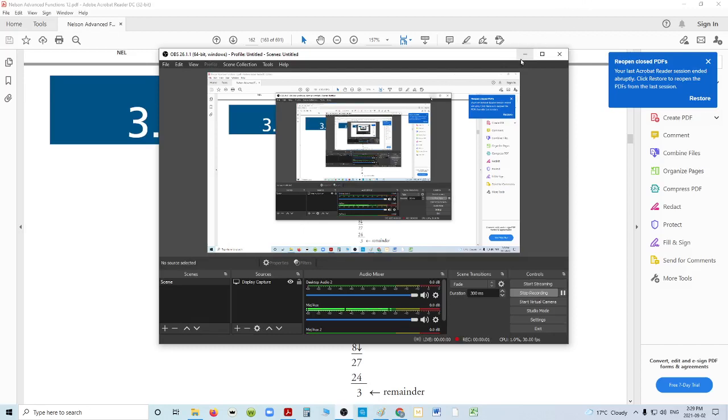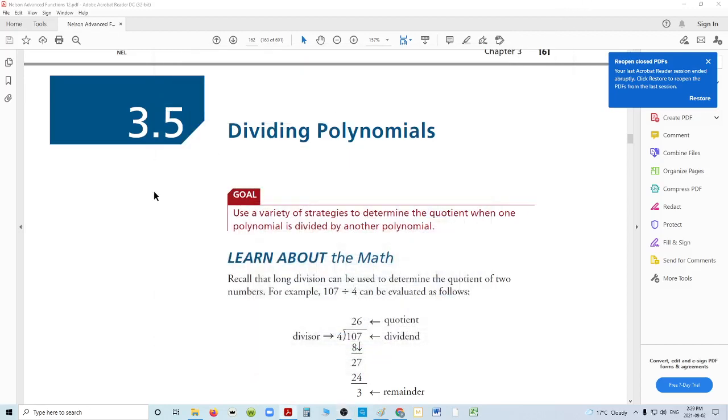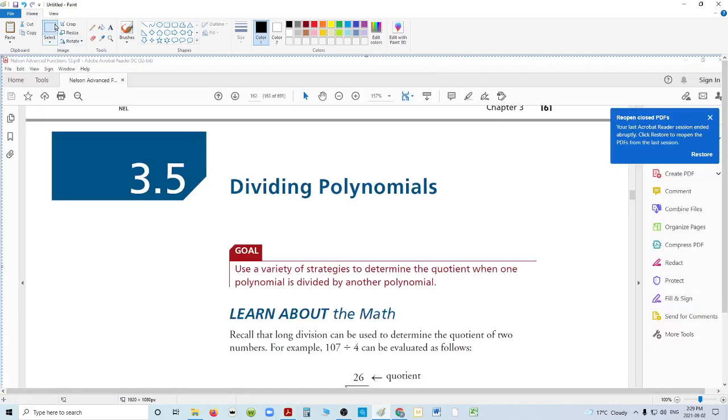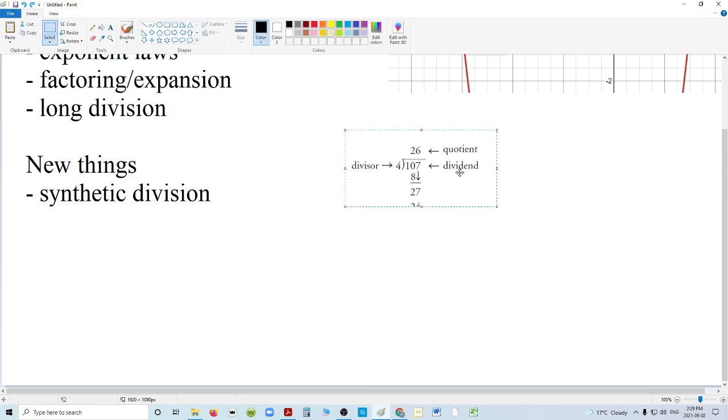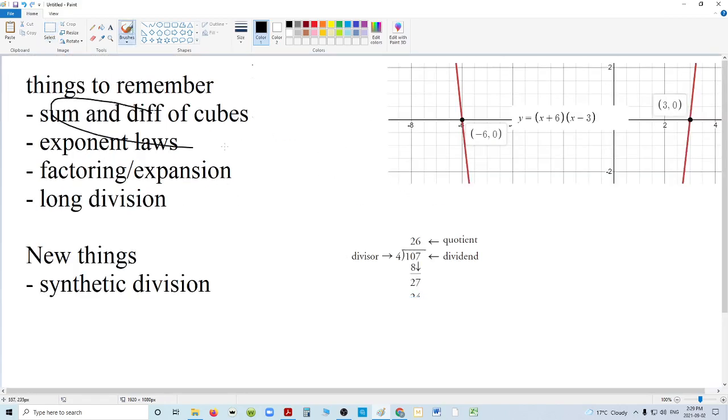Okay, we're going to get into the incredibly important chapter 3.5, Dividing Polynomials. And for this, you're going to have to review your knowledge of long division, really. And here's the main things you're going to have to remember. And that is sum and difference of cubes.